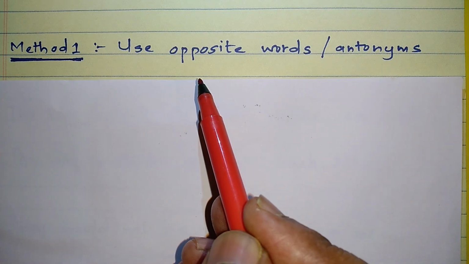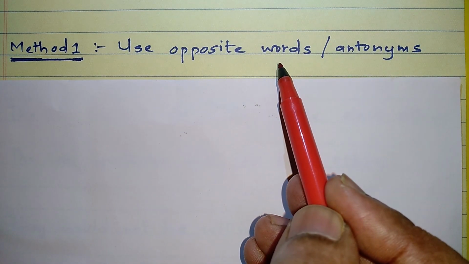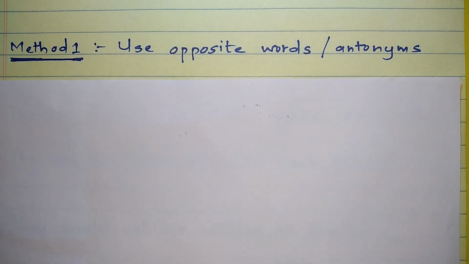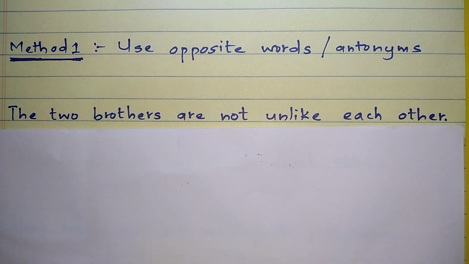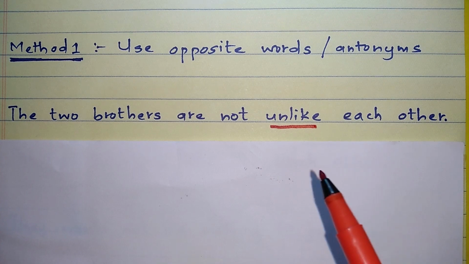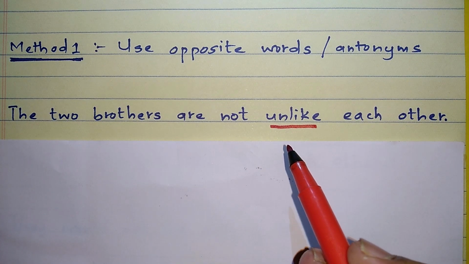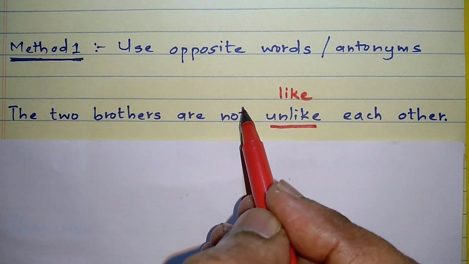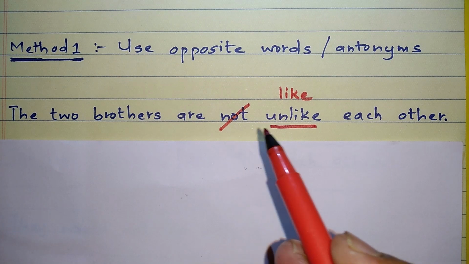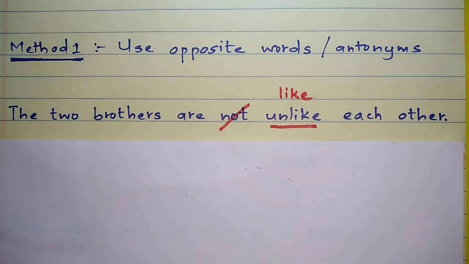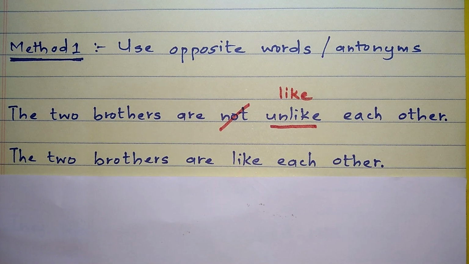So we will make a sentence affirmative by using opposite word or the antonym of a particular word in the sentence. Let's do some examples. The two brothers are not unlike each other. Now here in this sentence, the key word is unlike. We know the opposite or antonym of unlike is like. So, we will remove this negative word not and we will use the antonym of unlike, that is like. So, our answer is the two brothers are like each other.